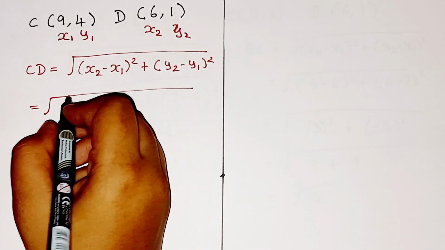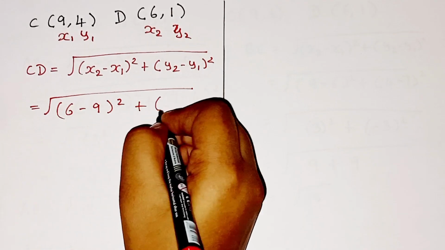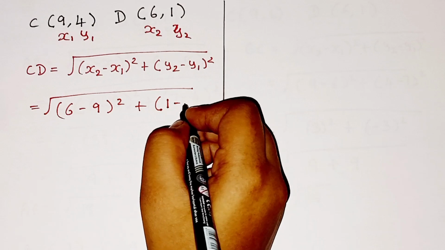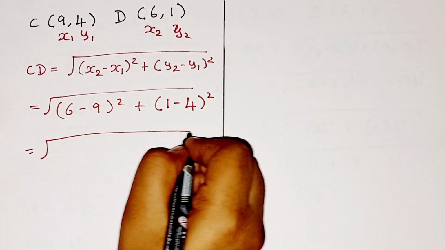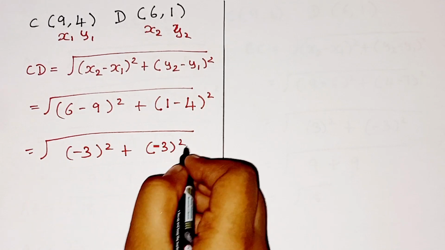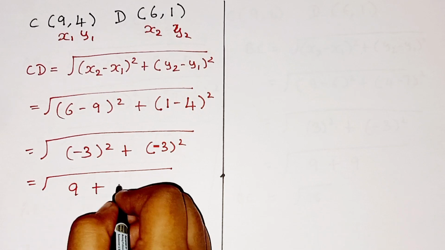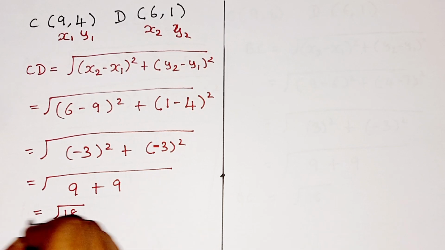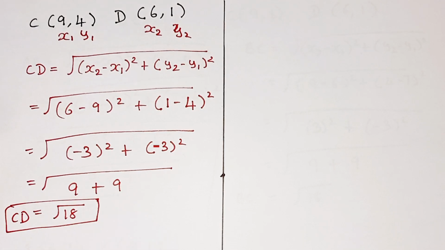So the x2 value is 6 minus x1 value is 9 the whole square plus y2 value is 1 minus y1 value is 4 the whole square is equal to, so when we just subtract it we will get minus 3 the whole square, 3 the whole square is equal to, so minus 3 the whole square is 9 and here also 9. So finally we got the value for CD, that is root 18. So now let us find for AD.